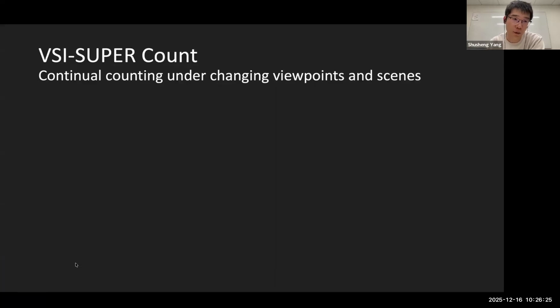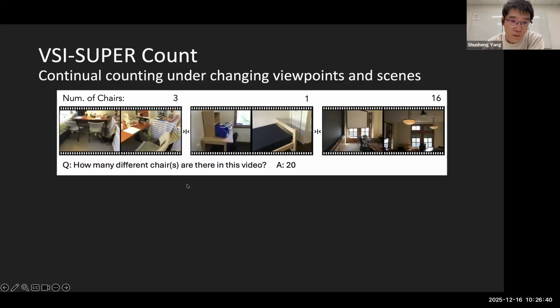And the second part is VSI-SUPER Count. This task is designed to count certain objects inside a very long video. It's a continuous counting task under changing viewpoints and scenes. For example, we concatenate a lot of randomly sampled different videos, and every video will have some instances of a common object. We ask, for example, how many different chairs are there in this video. In the first video, the ground truth is 3 because there are 3 chairs.